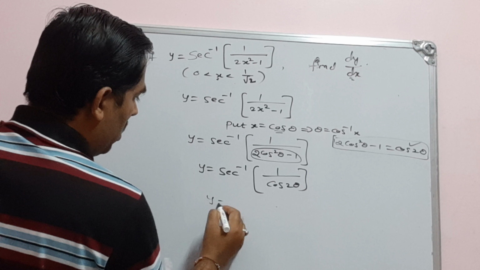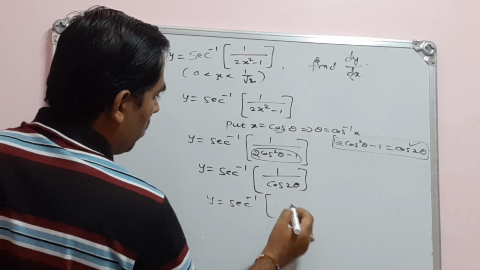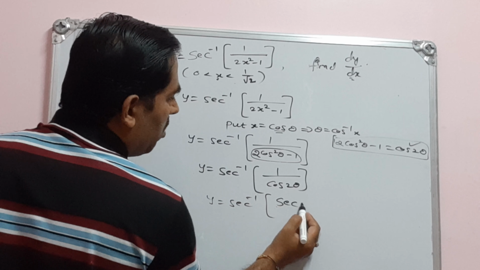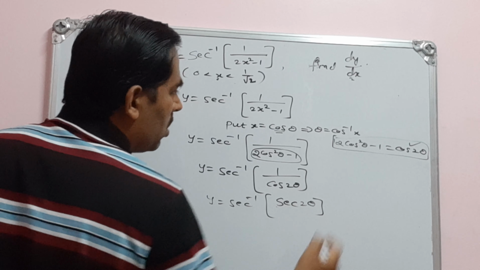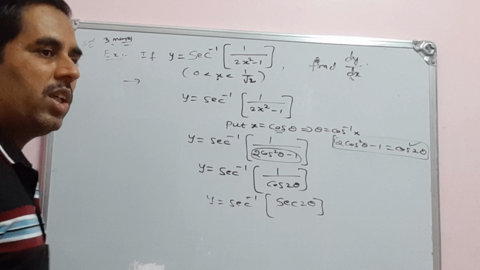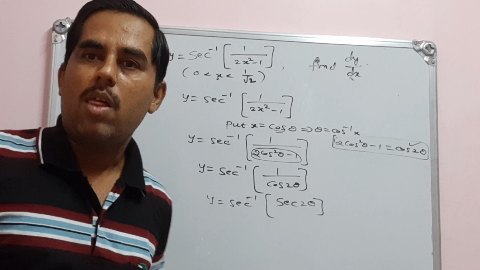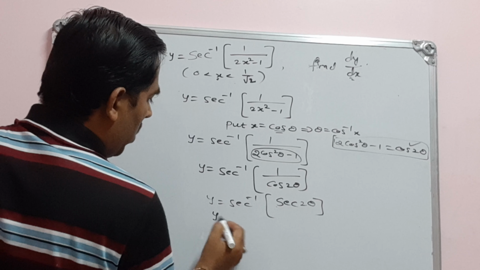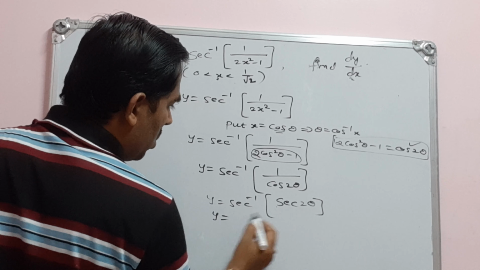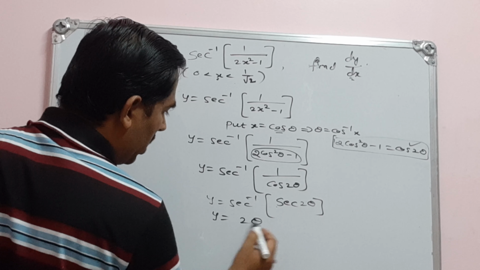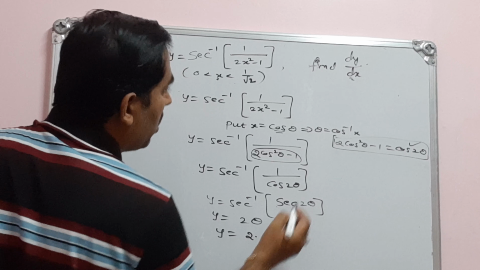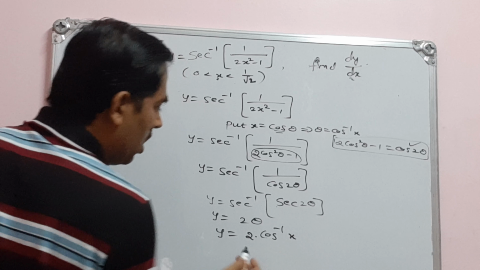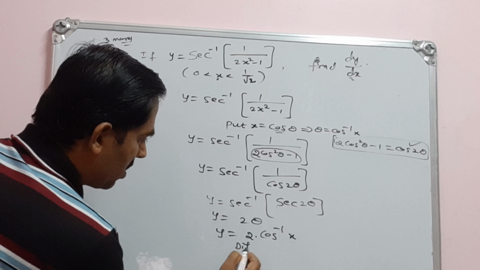Then I can write this as secant inverse. 1 by cos is written as secant, since cos theta is equal to 1 by secant theta; they are reciprocals. Now I got secant inverse of secant, so I can write this angle as 2 theta. And what is theta here? Theta is cos inverse x.